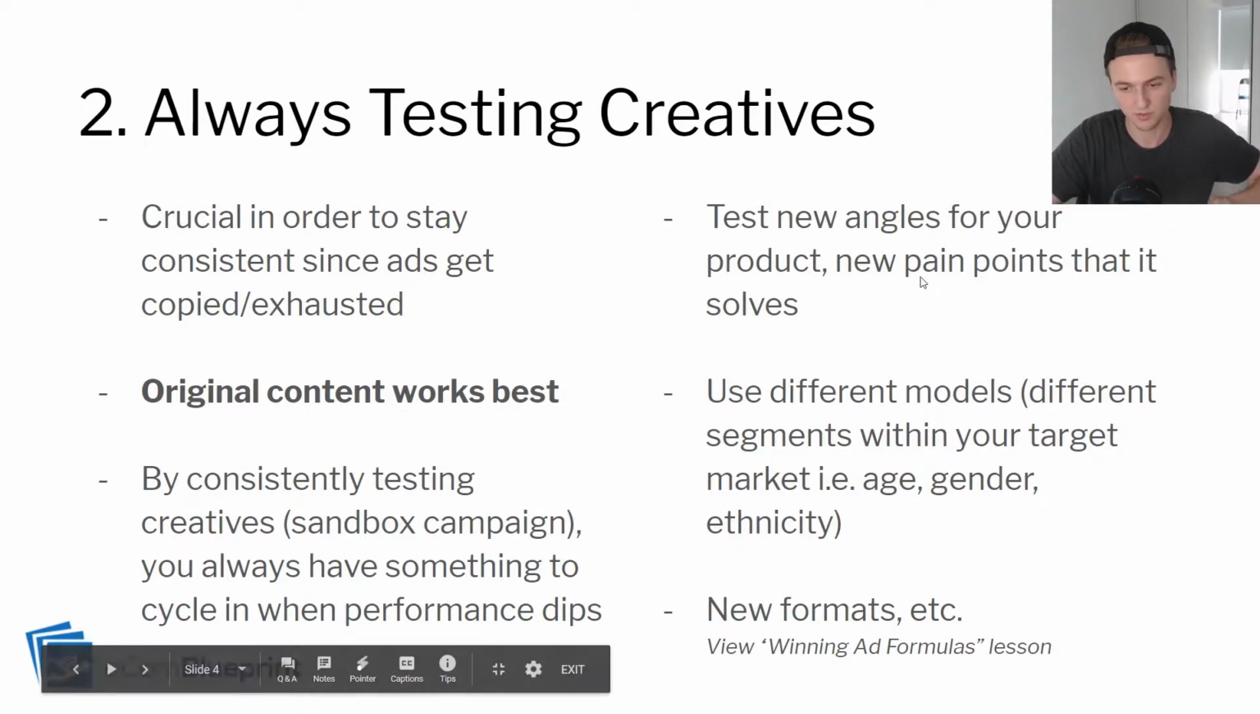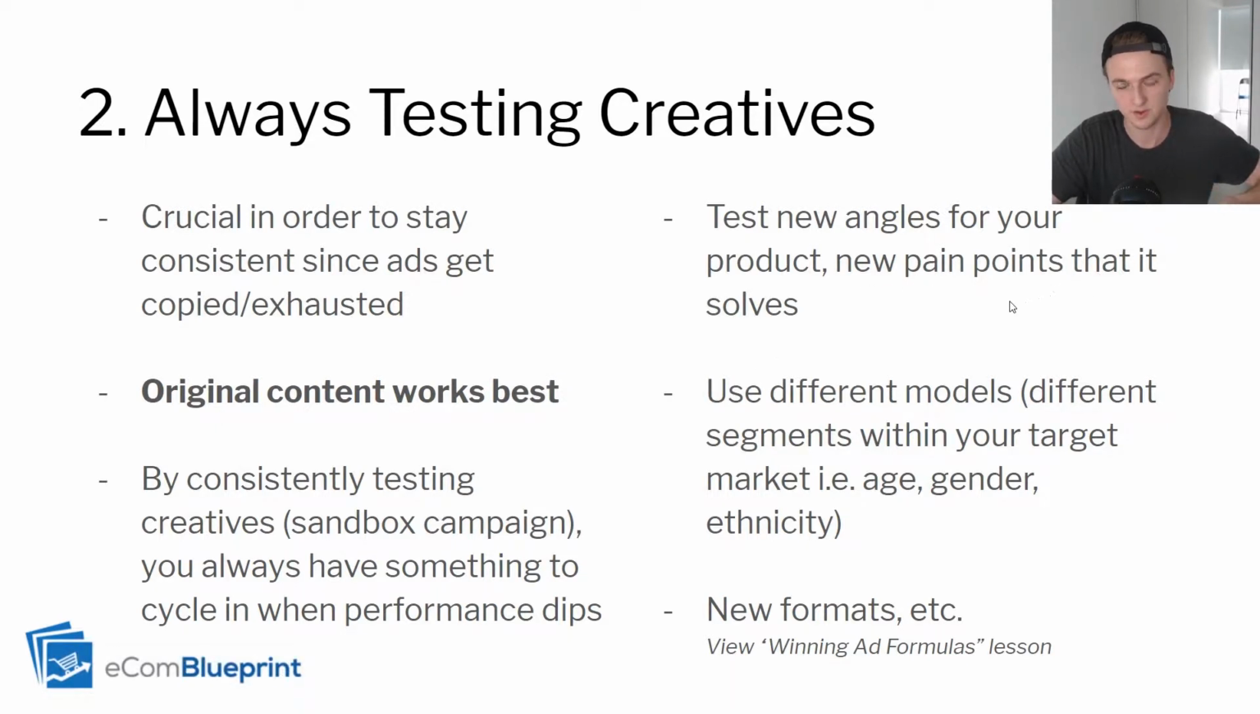Test new angles for your product, new pain points that it solves. I talked about this in the winning ad formulas lesson. Use different models, different segments within your target market, like for example, age, gender, ethnicity, right? Like if your target market is really broad and you're targeting all the way from 18 years old to 50 years old, then you need ads with different models, right? Because you can't just have one model that will resonate with your entire target market, right? So you need to use different models for different ads, and this will let you scale more. And this will help you stay consistent.